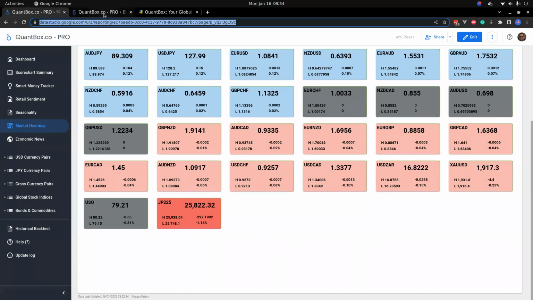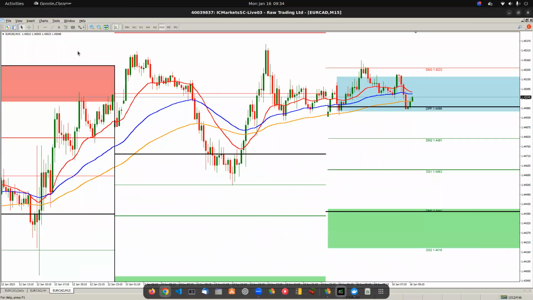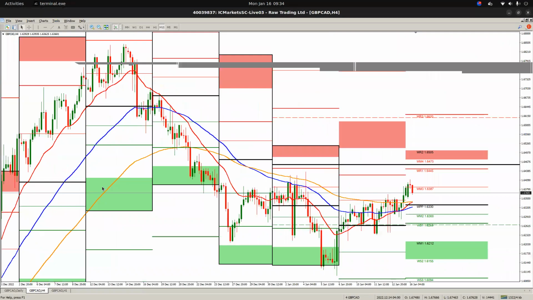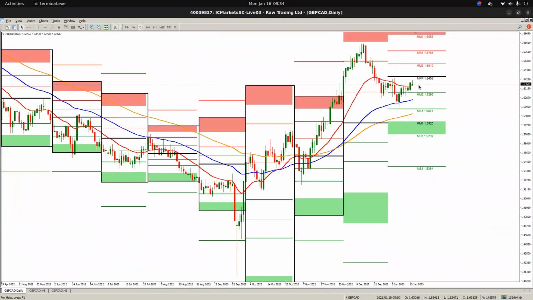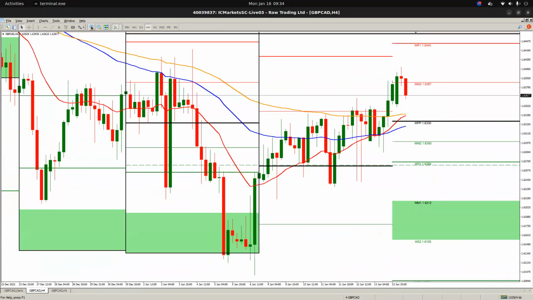Last one, Pound CAD. Let's take a look. Pound CAD coming through with the bias of neutral. So Pound CAD in the market. We've got Pound CAD daily. Nothing going on there. Pound CAD H4 also looking pretty nasty. You have got an M3 over here. This could work out. You can see the top of the range there, left-hand side.